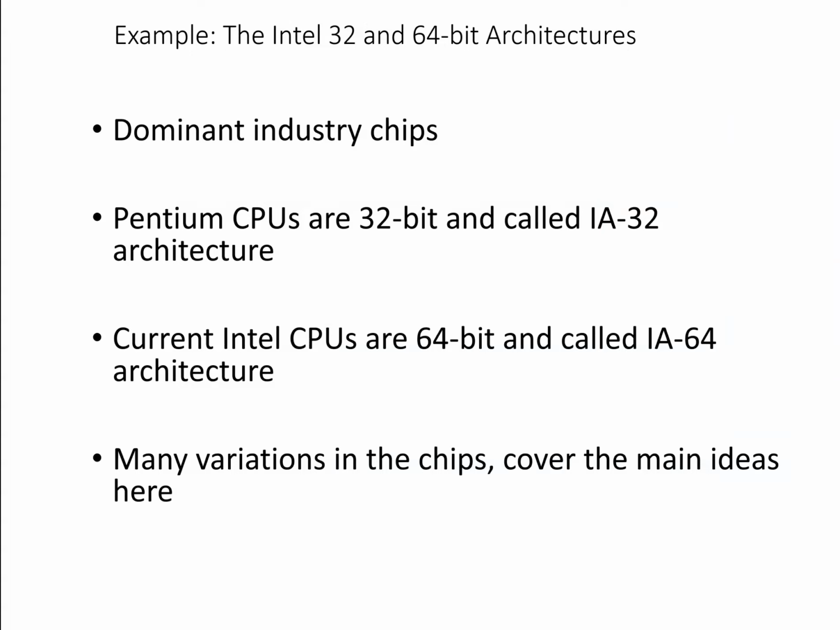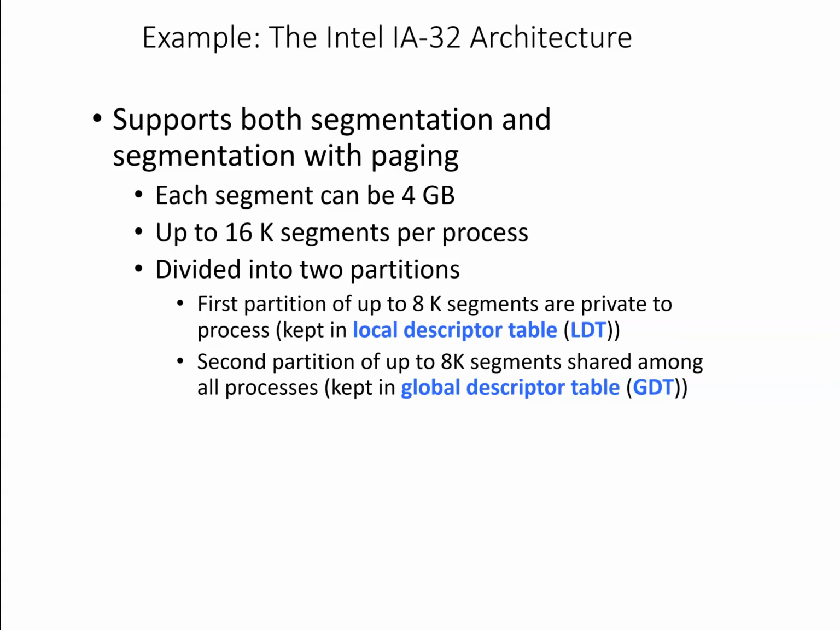So here are some details from Intel. Intel is still dominant. Many variations in the chip cover the main ideas here. There's all sorts of them. The IA32 architecture, which is also known as Itanium, I believe. Each segment can be 4 gigabytes. That's pretty big segments. And you can also have segmentation with paging. There can be up to 16K segments per process. 16,000 segments per process.